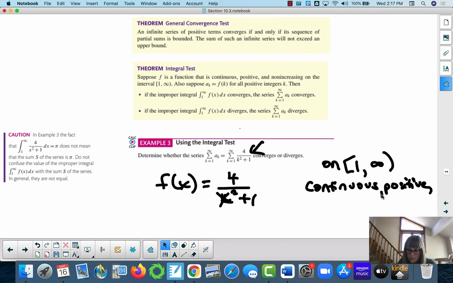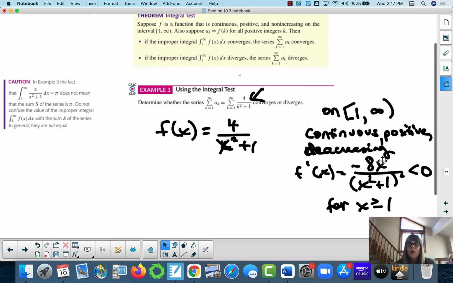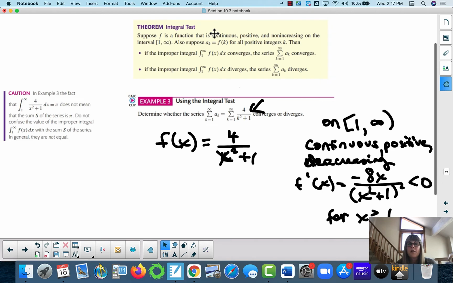And non-increasing, in fact decreasing. And we can show that it's decreasing because the derivative of that function, if we use the quotient rule, gives us negative 8x over x squared plus 1 squared. And that is less than 0 on that interval. So because the derivative is less than 0 on that interval, the function is decreasing. So we have to set up the conditions to be able to use the integral test.